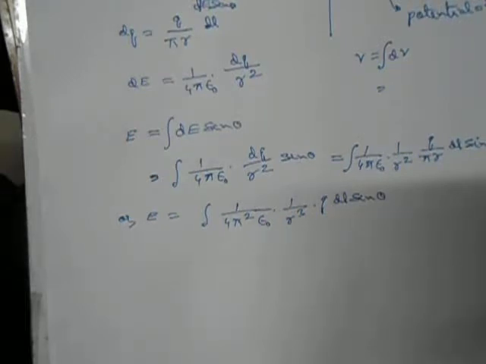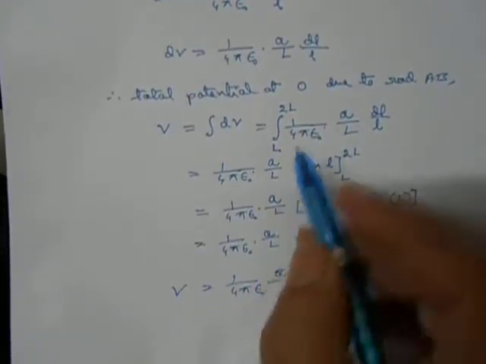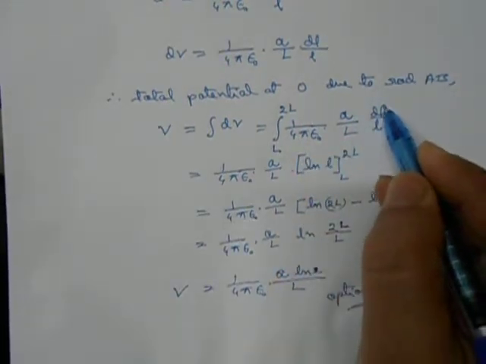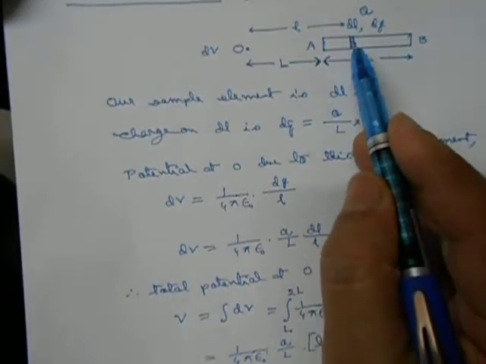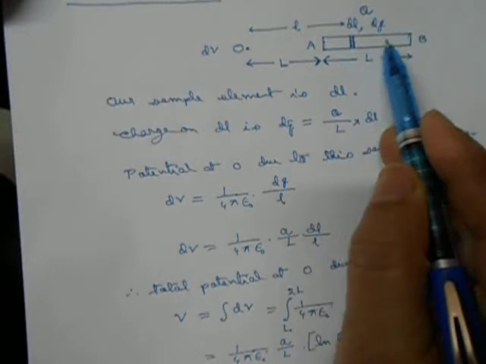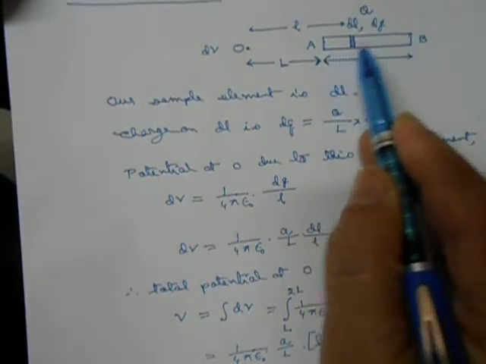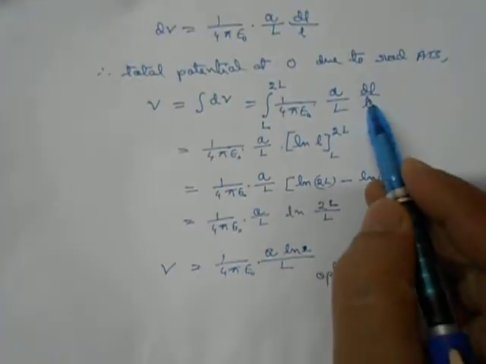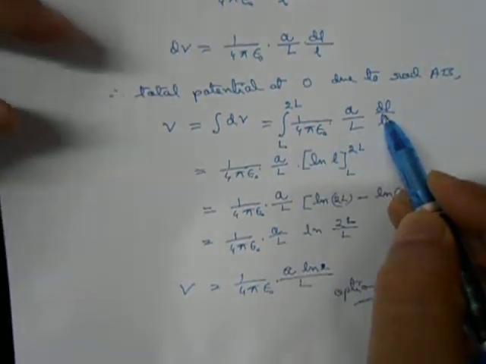Okay, now let's go to the earlier problem again. In this problem, when we arrived at this integration, there was only one variable, dl. One variable dl in the sense that when the sample element moves from here or here or here, anywhere, the only thing that varies is the value of L. So we could integrate with respect to L.